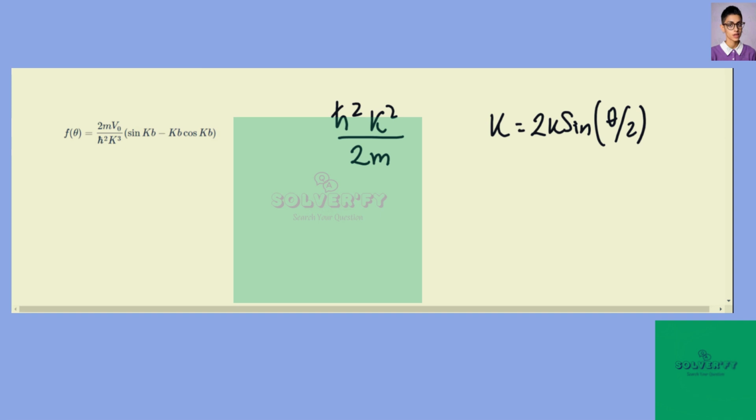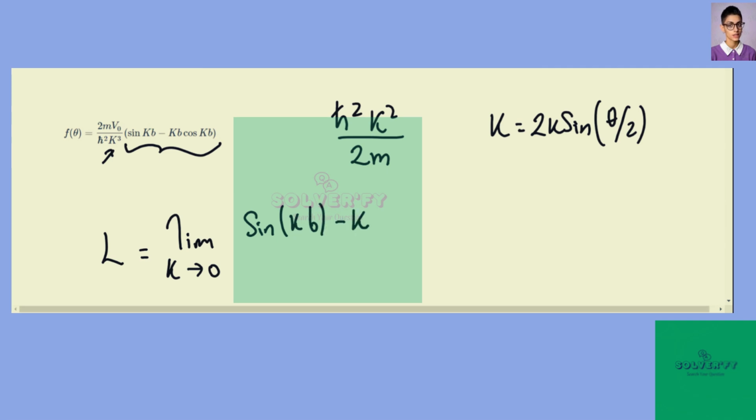So we need to determine the value of the following, what we are going to call ELT, and that is the limit when k tends to 0 of this expression right here divided by this. So we will have that this is sine of capital K times B minus capital K times B cosine of capital K times B, and all of this divided by capital K to the 3.